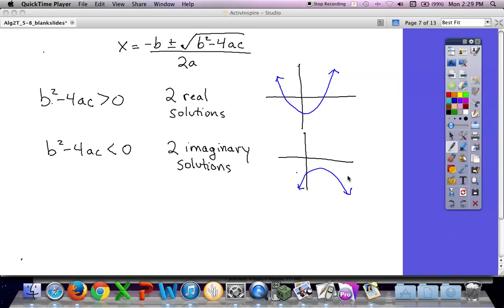Okay, that's the one that looks like, on the graph, the parabola doesn't cross the x-axis. Okay, it still has two solutions. They're just not real. So it's either doing one of these or it could be doing something like that. But it's not crossing the x-axis.